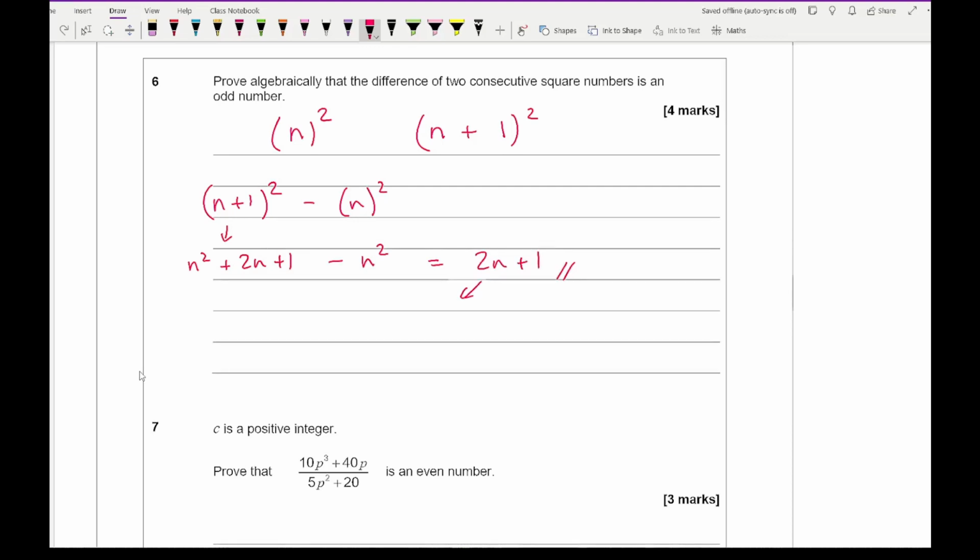Now, 2n is always an even number because it's a multiple of 2. And 1 is always an odd number because that's never going to change. And an even number plus an odd number is always going to equal an odd number. And there we go.